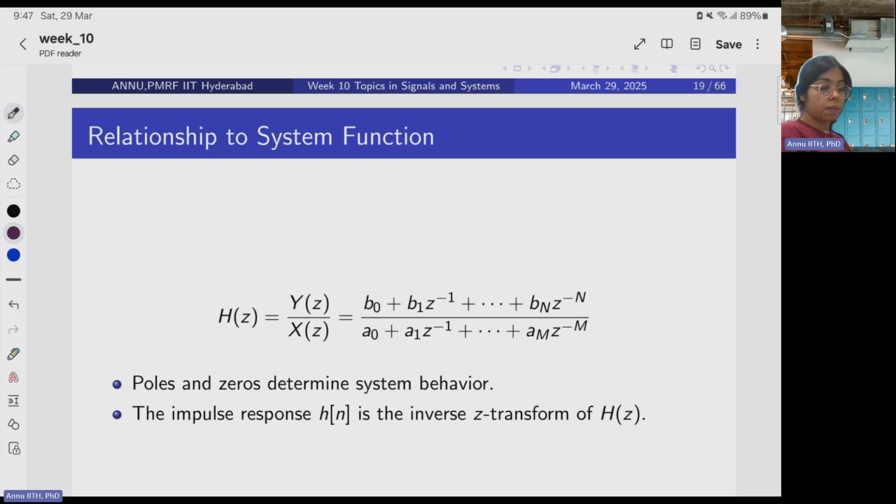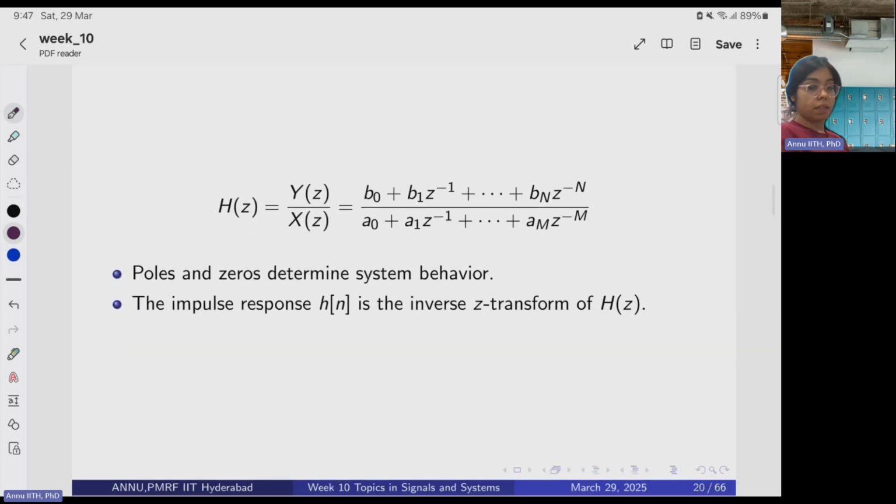Okay. So poles and zeros determine the system behavior when the impulse response is the inverse z-transform of the transfer function.